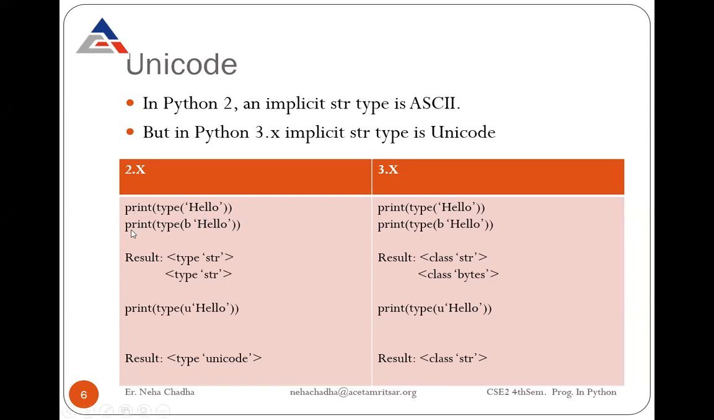Okay, I will give you the two examples. One is type hello. The result is type is string. There is also one difference: type is string. If I am going to print type, I am writing one character here, that is B. B stands for byte here.